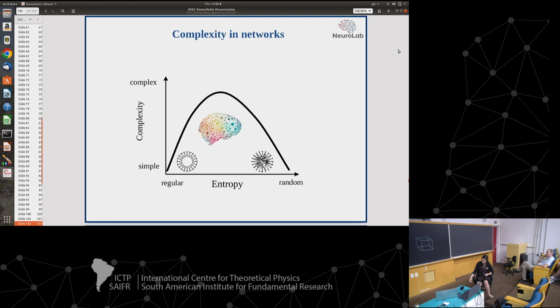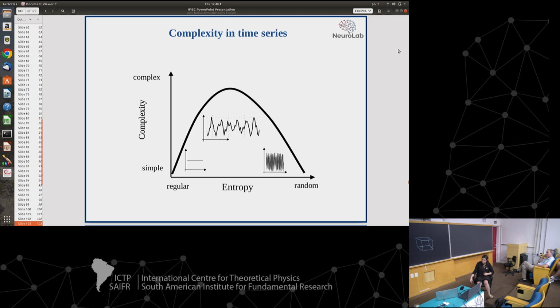If you do the same with networks, we have this idea of the brain in the middle, and we can also do that with time series analysis. If you have a brain signal, or whatever signal or image you measure in your lab, very regular means small entropy, and very random means high entropy. But if you have alpha oscillations, brain signals here from EEG, electroencephalogram, or whatever, you should have something in between.